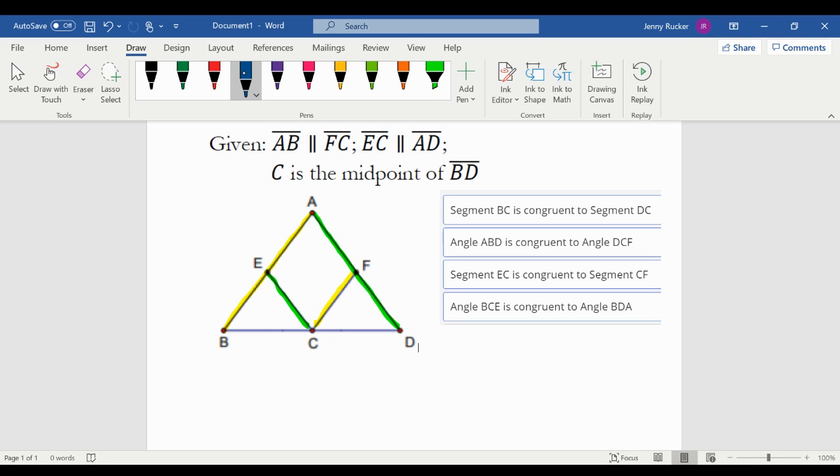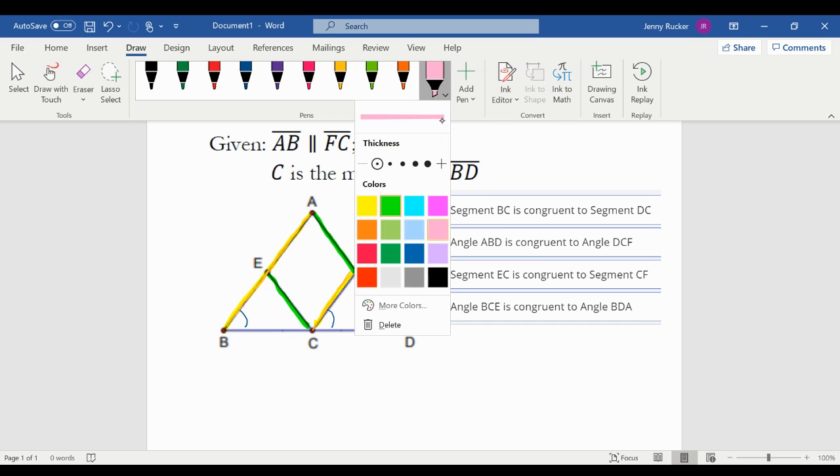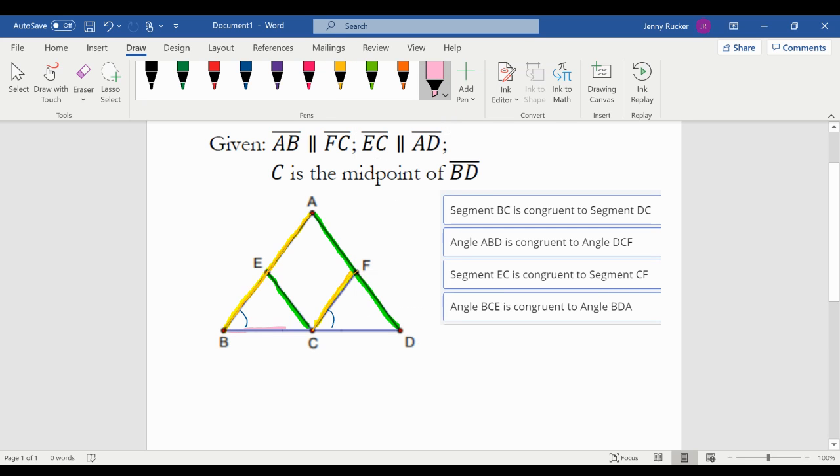Let's take a look at angle ABD and angle DCF. If I look at this pair of angles and I use the yellow lines as my parallel lines, and I use segment BD as the transversal, you can see that these angles are corresponding angles.